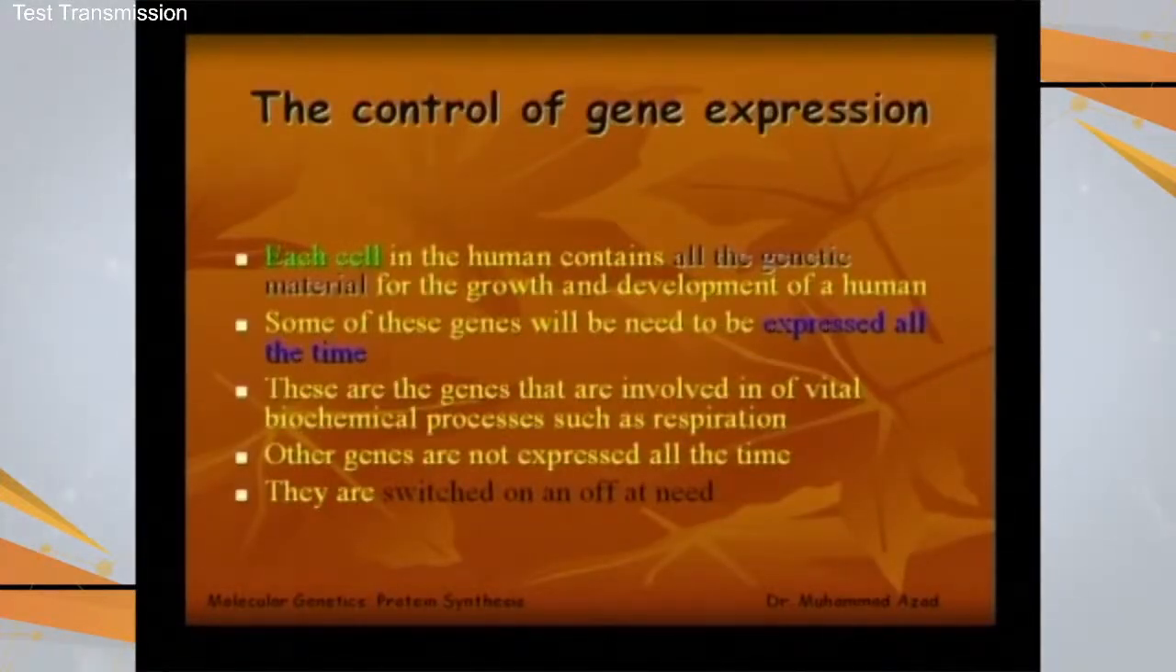Each cell in humans contains all the genetic material for the growth and development of a human. Some of these genes need to be expressed all the time, because they are involved in vital biochemical processes such as respiration, which occurs all the time. Other genes are not expressed all the time. If they are required, they are switched on, and if they are not required, they are switched off. So they are regulated according to the need of the body.